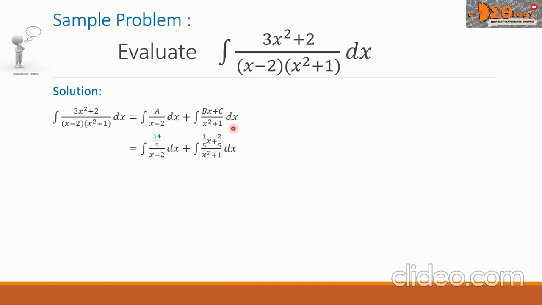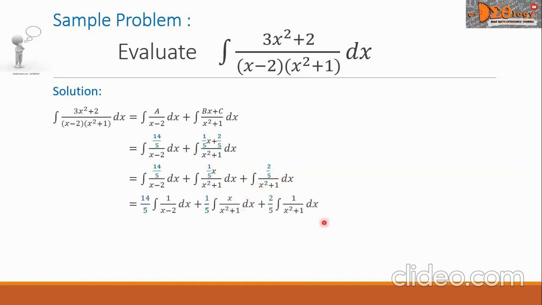Simplifying further, for this second integral here, we're going to split the sum of fractions of the numerator. So we will have 1/5 of x here, plus the 2/5 here, and we will keep that same denominator. Going further, we're going to put the constants outside the integral sign. So it will be like this. Now let us solve for the integrals.